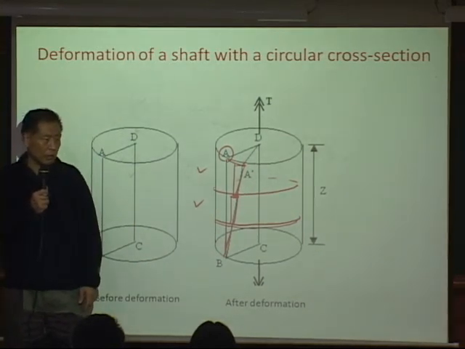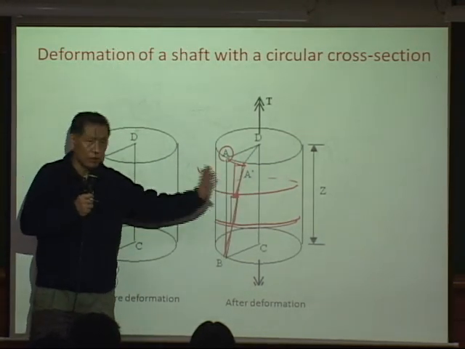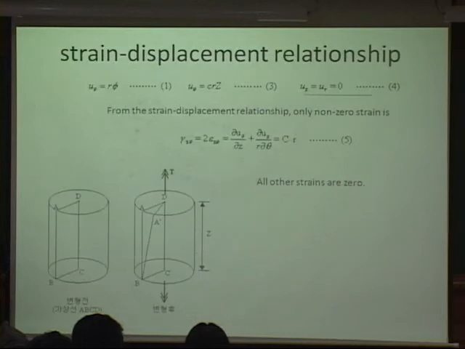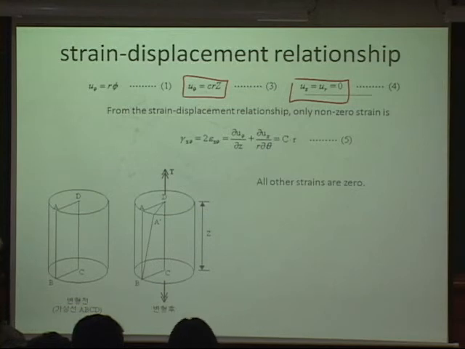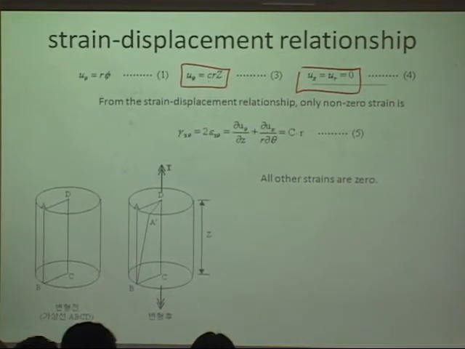That's a very important observation. If the cross-section is not circular, then the behavior and deformation will be a little bit different. Anyhow, that's the first part of our observation. Then we end up with these three displacement fields: U theta, U R and U Z. U Z and U R are zero, and the only non-zero displacement is U theta, which is proportional to the R and Z coordinates. And we have six components of strain in the polar coordinate system. All components are zero except this gamma z theta.